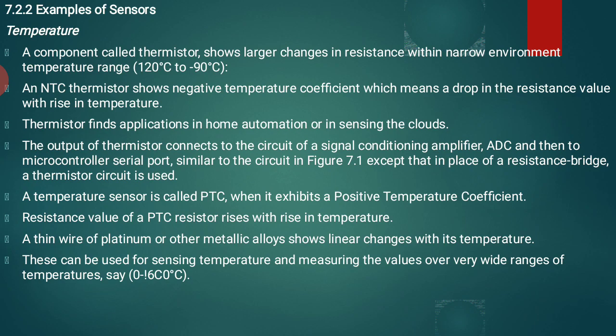Let us see the examples of sensors. The first one is temperature. A component called a thermistor shows large changes in resistance within a narrow environment temperature range. If you are using sensor technology, a component called a thermistor is used. It shows large changes in resistance, in the temperature range of 120 degrees Celsius to 90 degrees Celsius.